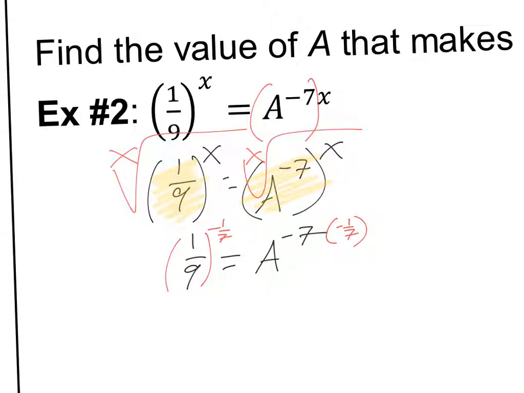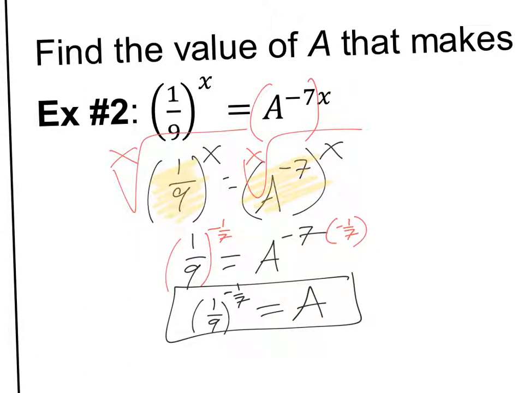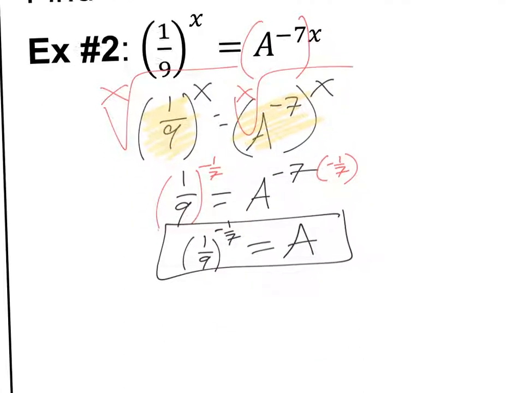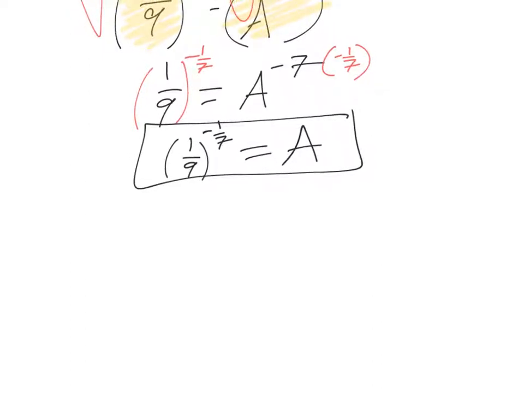So on the left now, I would have 1/9 in parentheses raised to the -1/7 equals 2. You could try this in your calculator, but -7 times -1/7 just equals 1. And so this whole thing is just a. And so that is essentially my answer. Now, I could simplify it quite a bit to make it a little more streamlined.